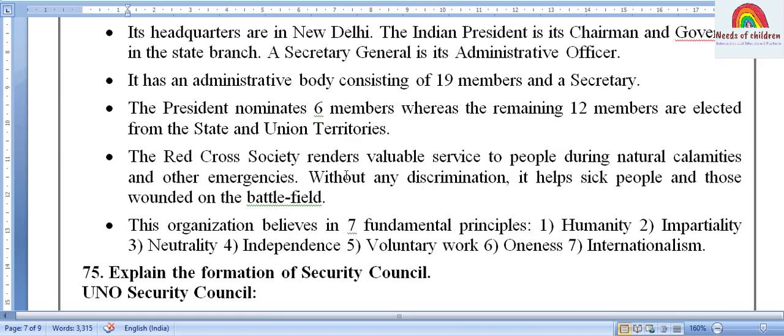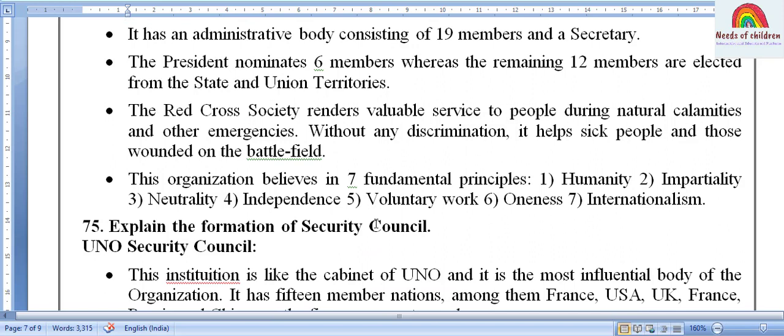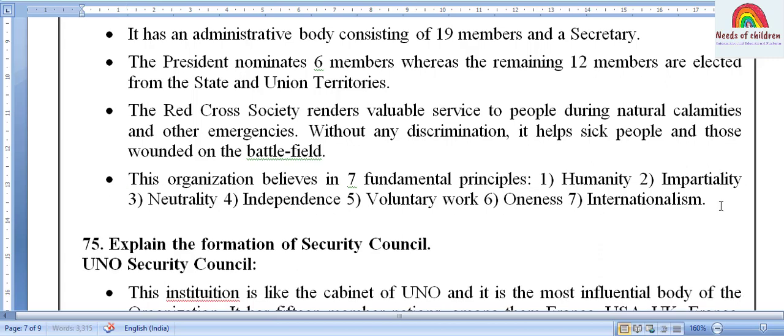The Red Cross Society renders valuable service to the people during natural calamities and other emergencies without any discrimination. It helps sick people and those wounded on the battlefield. The organization believes in 7 fundamental principles: humanity, impartiality, neutrality, independence, voluntary work, oneness, and internationalism.